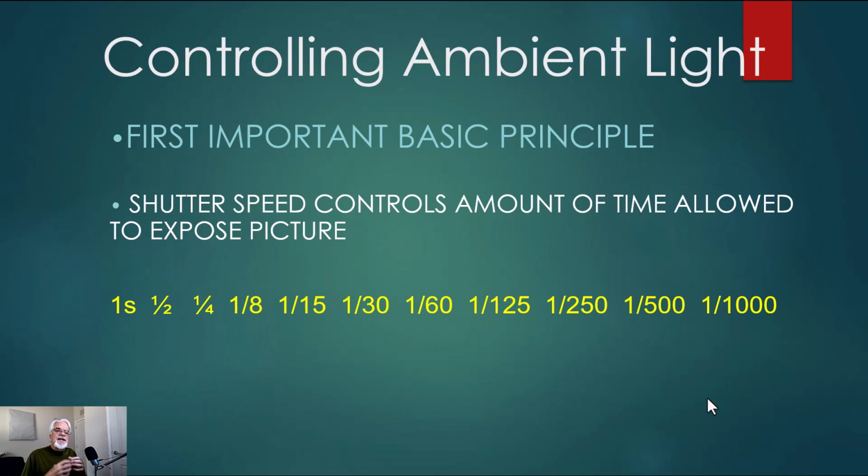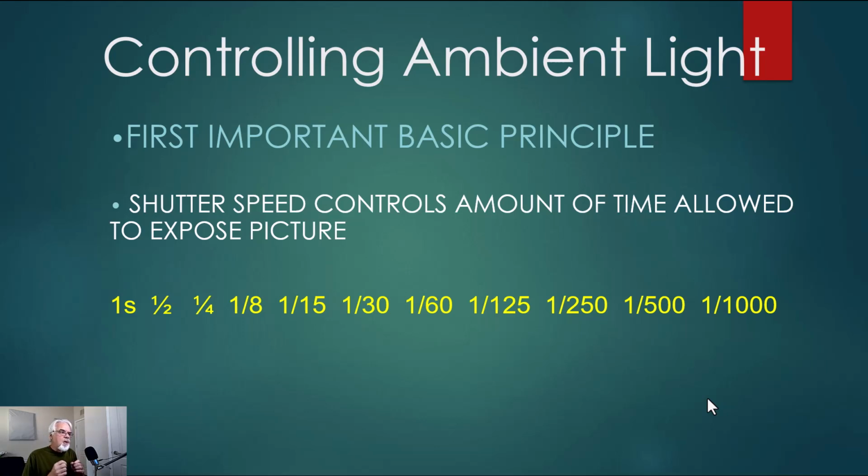Now we're going to get into the theory of flash. And that is shutter speed controls the amount of time allowed to expose the picture. Think about that, and of course that's kind of a given. 1 second is certainly much longer than 1/1000th of a second. And as such, the shutter speed is going to darken or lighten your background based on your shutter speed for the most part. Now, you get to pick the shutter speed in some cases and you don't in other cases.